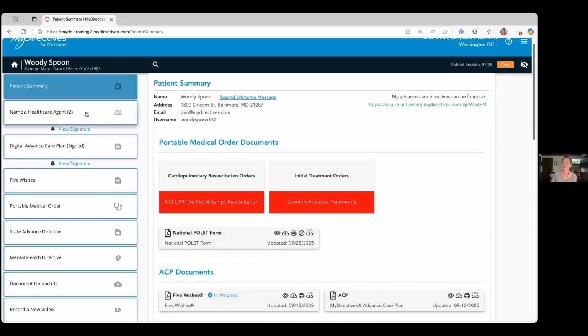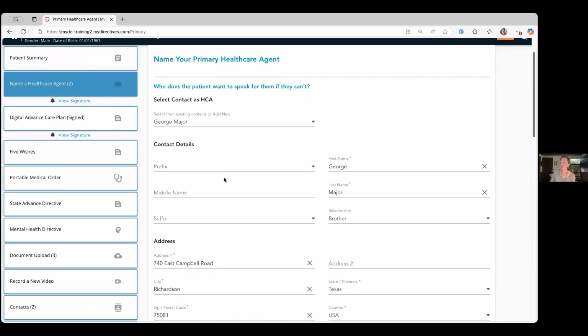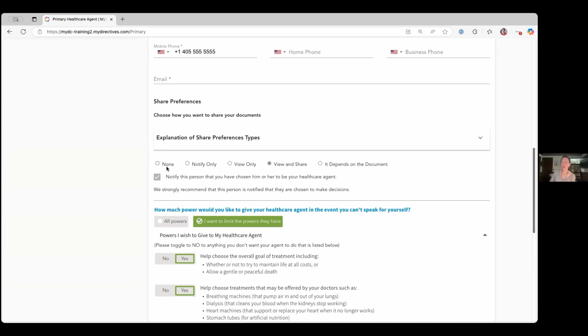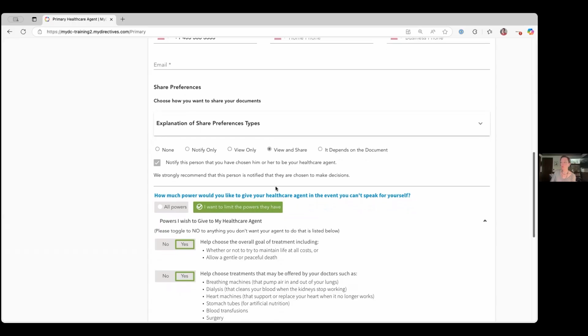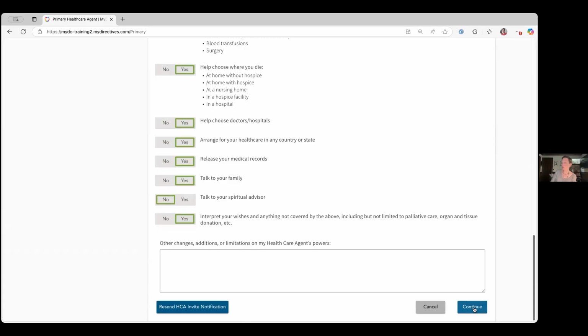I will quickly show you, I'm going to make a change to the healthcare agent because I want you to see our witnessing opportunities. So I've picked George as the healthcare agent. I've filled in, we always encourage patients to fill in as much data as you possibly can. And notice as we're doing that, we already have the opportunity to assign what level of privileges Woody wants George to have access to his documents. So can he see them? No privileges. Can he be told that they exist? Can he see them, or can he also have the privilege to share them? Ideally, George can have them and share them, but I've decided I don't want George talking to a priest. So I'm going to continue.